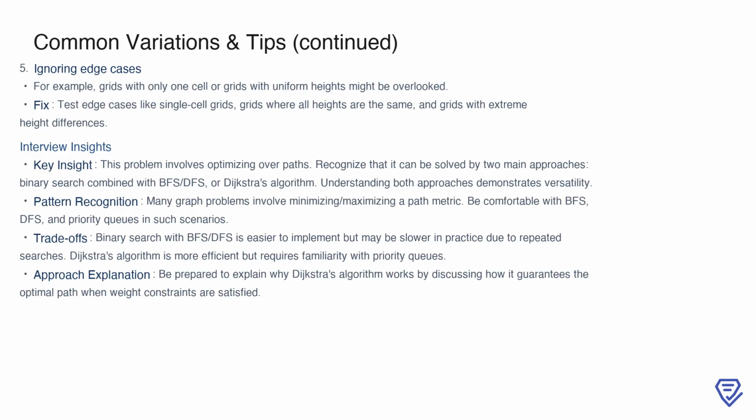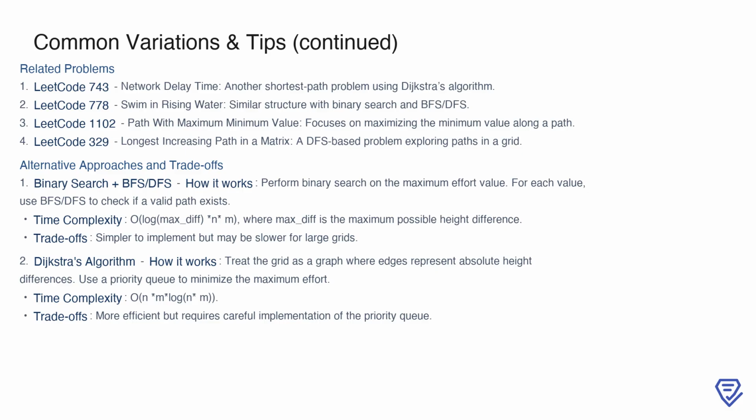Binary search with BFS or DFS is often simpler to implement and explain but can be slower for large grids due to repeated searches. On the other hand, Dijkstra's algorithm is generally more efficient, though it requires familiarity with priority queues. In interviews, be prepared to explain why Dijkstra's guarantees an optimal path by discussing how it handles weight constraints effectively.